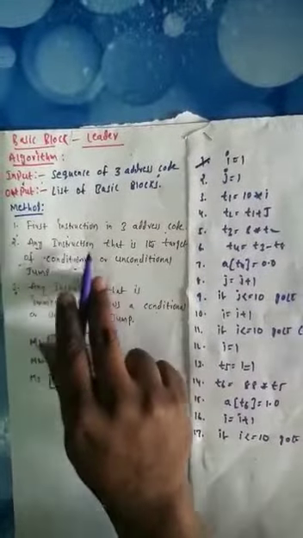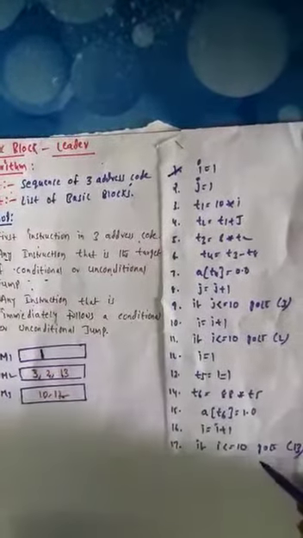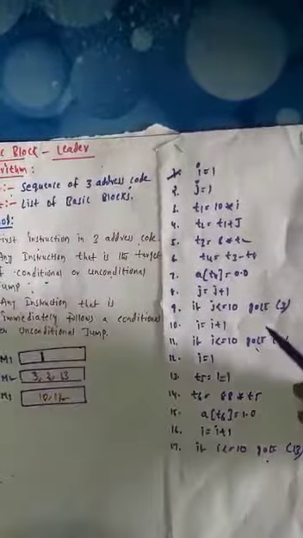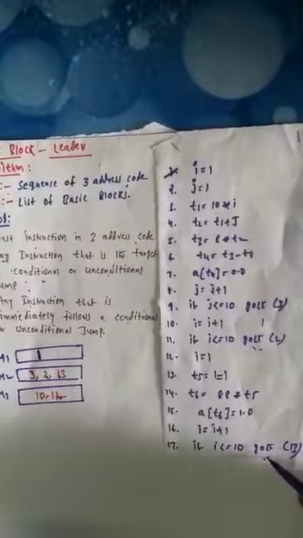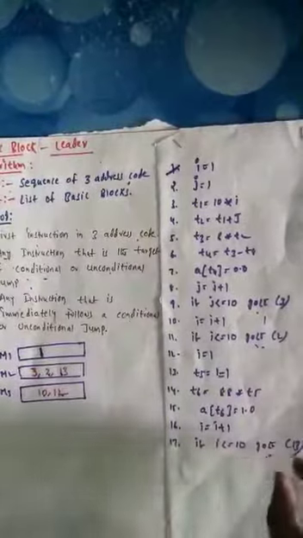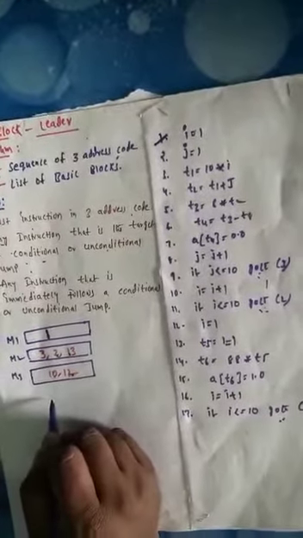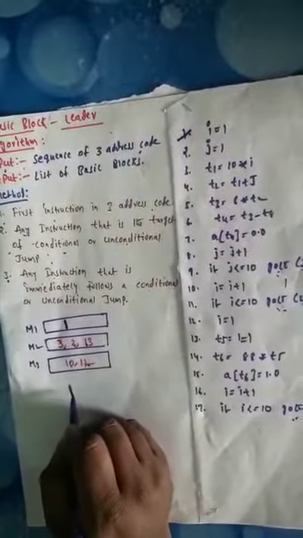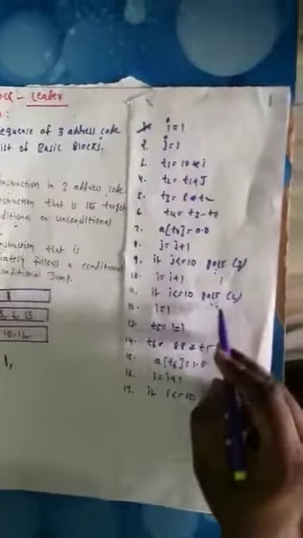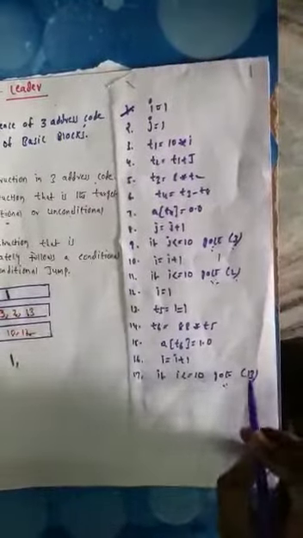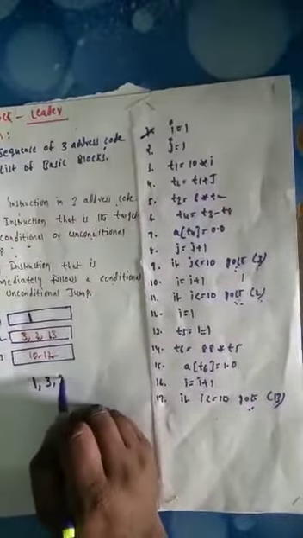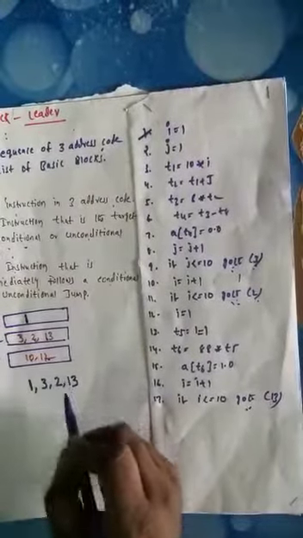Second, any instruction that is the target of a conditional or unconditional jump. Here we look for the conditional or unconditional jump statements. We have the goto statements, which are unconditional. Out of the 17 instructions, we have three unconditional statements: goto 3, goto 2, goto 13. So by the first method the first statement is a leader, and the targets 3, 2, and 13 are also leaders.